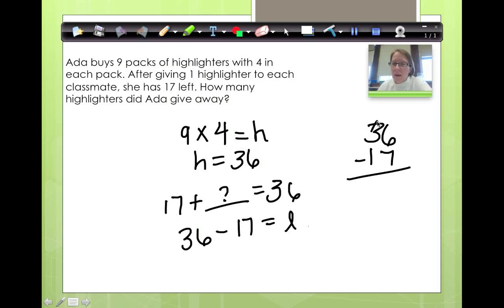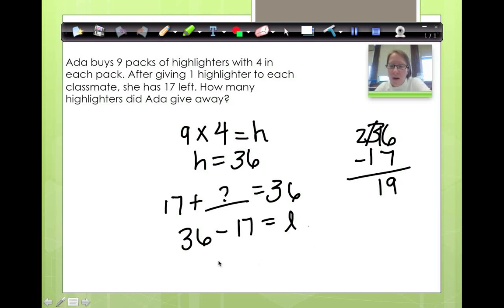Okay. I have to regroup. 16 take away 7 is 9. 2 tens take away 1 is 1 ten. So how many highlighters did she give away? 19 highlighters. But how many kids in our class? There'd be 19 kids in our class, right?